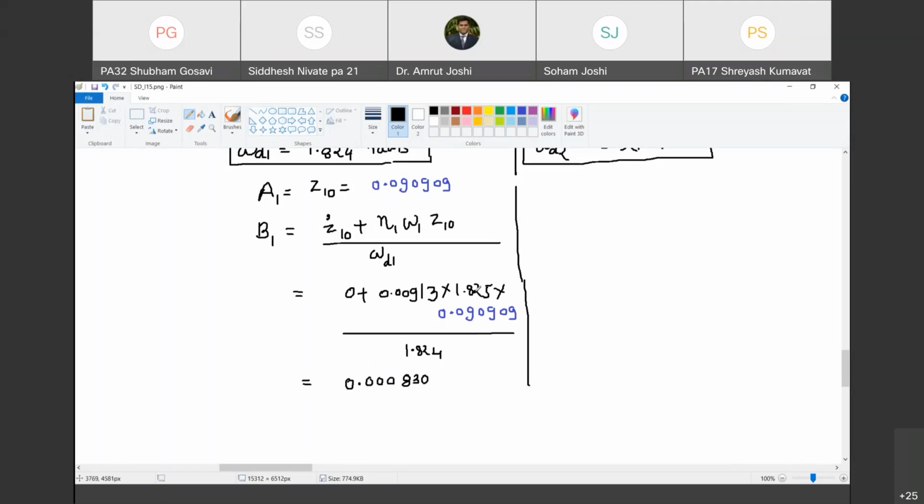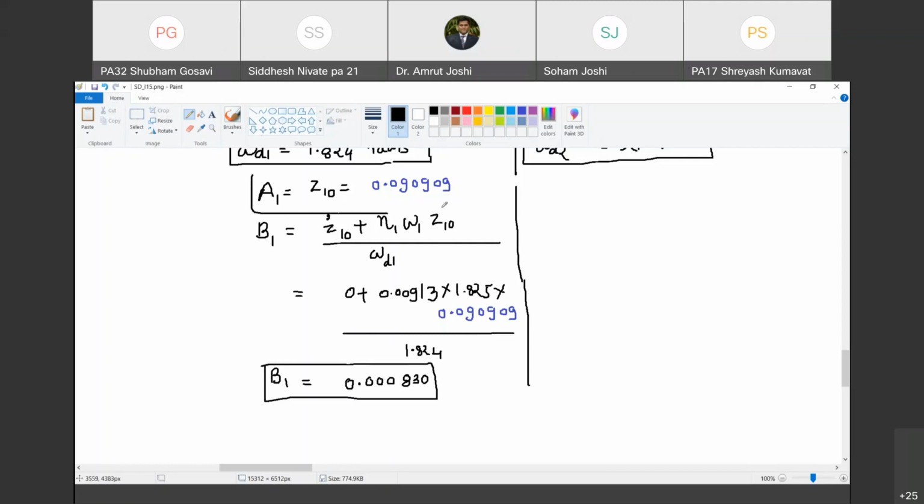See, it's very easy. 1.825 upon 1.824 is almost 1. So it is multiplication of 0.009 into 0.09. So 9 nines are 81. And you are going to have 1, 2, 3, 4, 5 decimals, including 81. So this value seems correct. 0.00083. Are you with me? Yes, sir. Shubham. Okay. So this is value of B1.